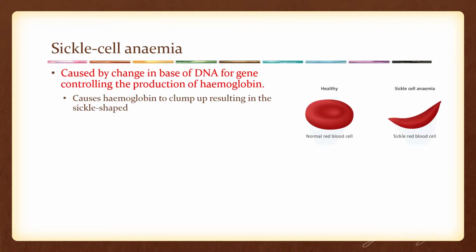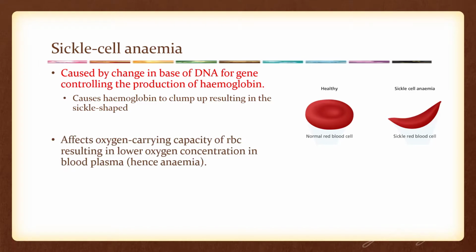Sickle cell anemia is caused by a change in base, which is like the instruction of DNA, for the gene controlling the production of hemoglobin. If you can recall, the function of hemoglobin is to transport oxygen. This causes hemoglobin to clump up, resulting in the sickle shape. Because of the abnormal shape of the red blood cell, it will not be able to transport oxygen as effectively, and it will result in a lower concentration of oxygen in the blood plasma. Hence, it is a form of anemia.